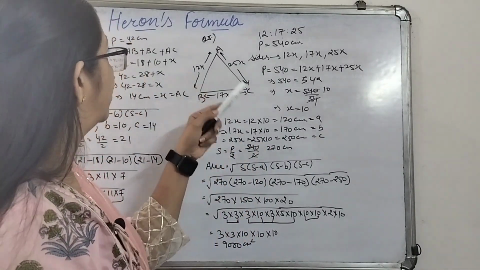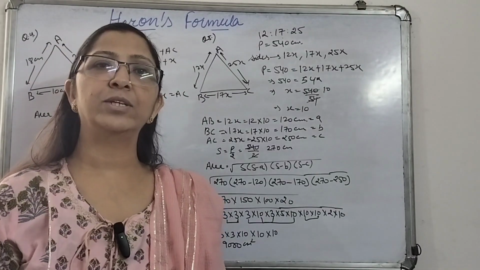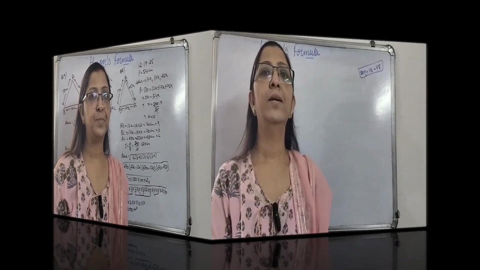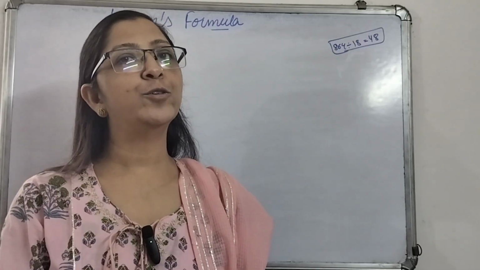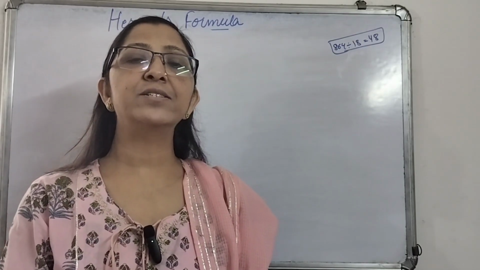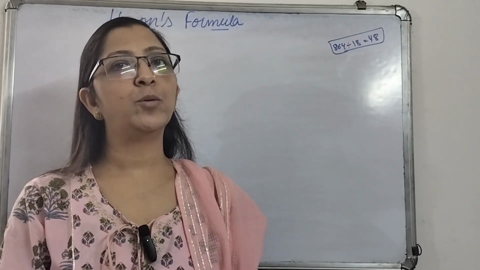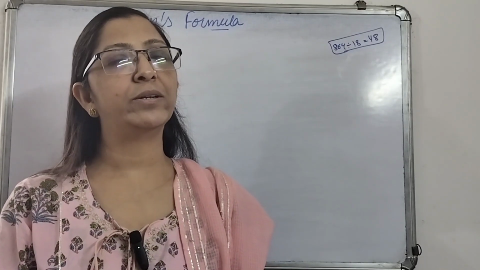This is how we can use the concept of Heron's formula. Using Heron's formula, we can find area of the given triangles. Till now, we have seen how using Heron's formula, we can find area of a triangle. Now, if instead of a triangle, a quadrilateral is given to us, then how using Heron's formula, we can find the area of the quadrilateral.